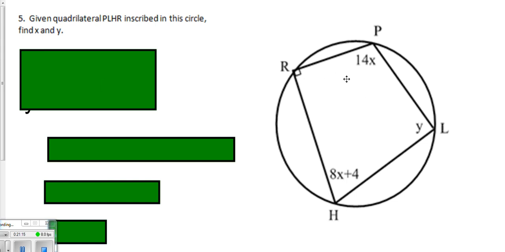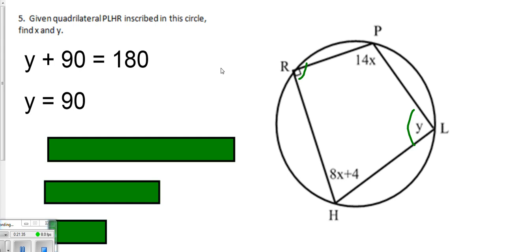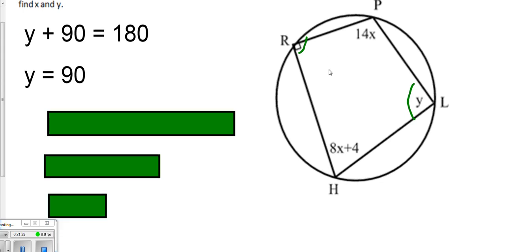Well, remember, opposite angles, so like this one and this one, are always going to be supplementary for a quadrilateral that's inscribed in a circle, which means that y plus this 90, this is a right angle, has to equal 180. Subtract 90 from both sides and we get that y equals 90. So we figured out our y pretty quick.